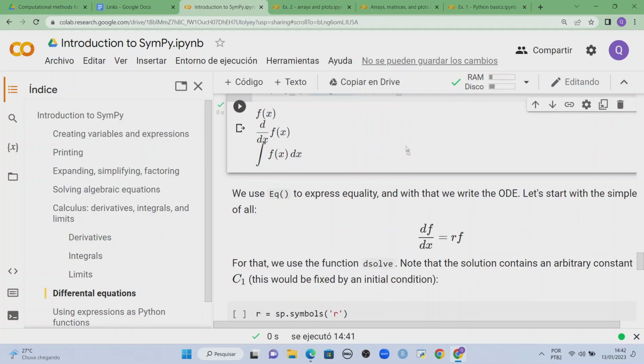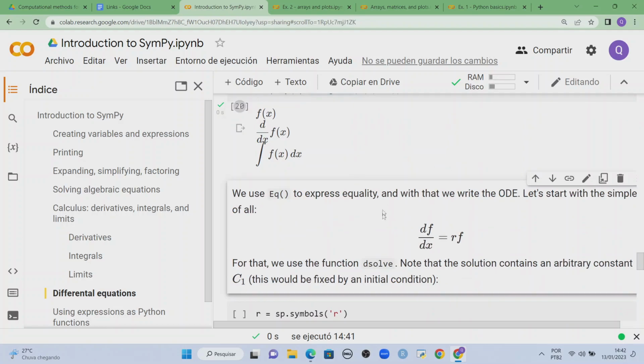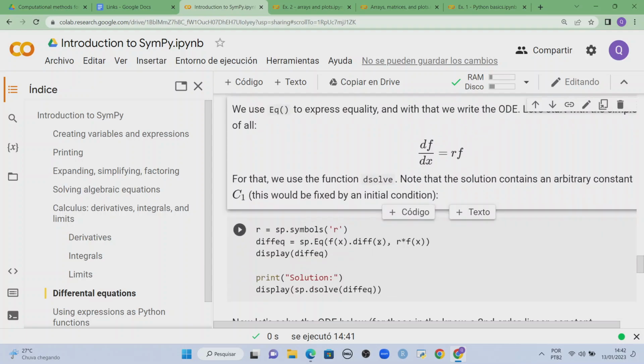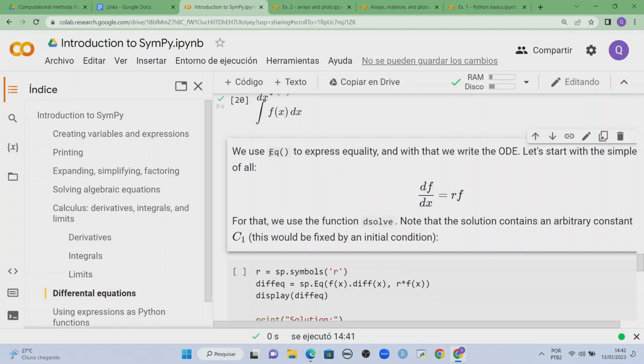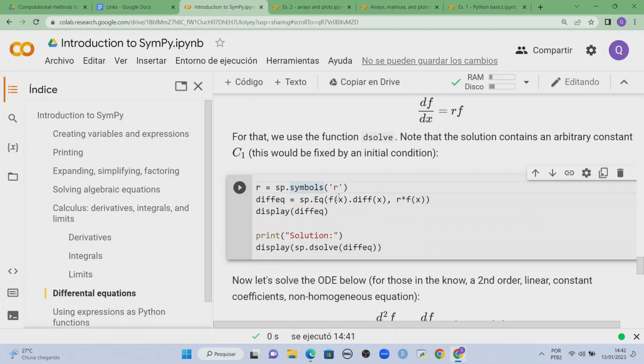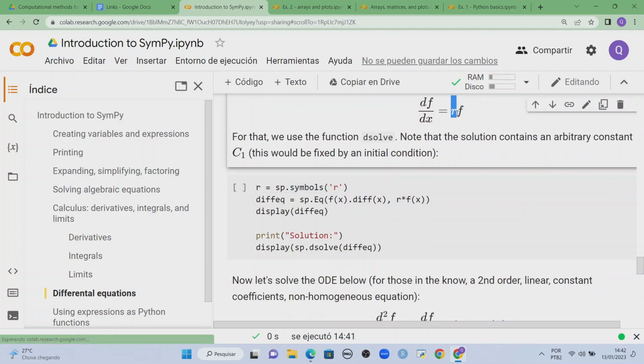Now, to write down our differential equation, right? Suppose that I want to solve this. I think this one you saw already, right? The linear differential equation, the exponential equation, okay? And what happens here, right? So I use this Eq function here, okay? So this is for equality, right? And here I will define a new symbol r to be this r here, right? f and x are already defined.